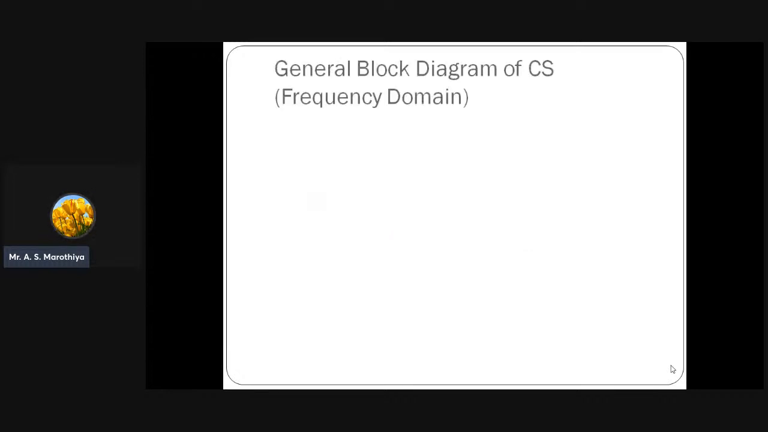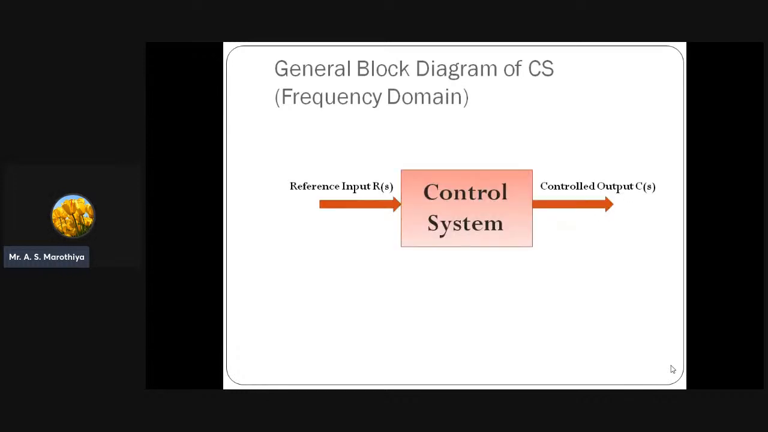Then how to represent the control system in frequency domain? The same representation is there, but instead of writing small letters, now we are using capital letters followed by S, where S indicates that now the reference input signal and the controlled output signal are functions of frequency, capital R of S and capital C of S.